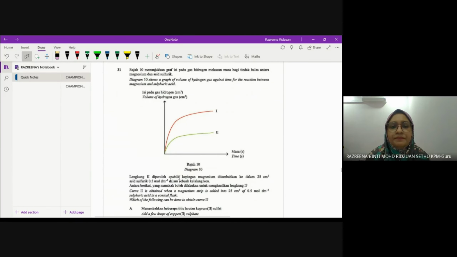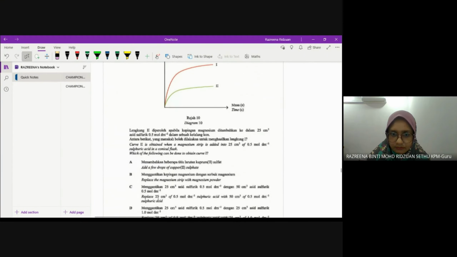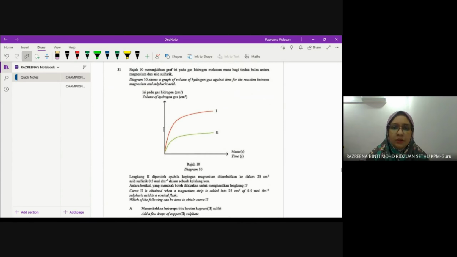Question 31. Diagram 10 shows a graph of volume of hydrogen gas against time for the reaction between magnesium and sulfuric acid. Curve 2 is obtained when a magnesium strip is added into 25 of 0.5. Okay, which of the following can be done to obtain curve 1? Okay, what is the difference between curve 2 and curve 1? Curve 1 has a higher rate of reaction and they have double the volume of hydrogen gas.